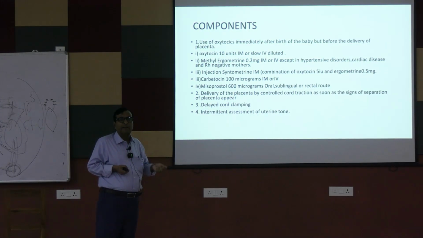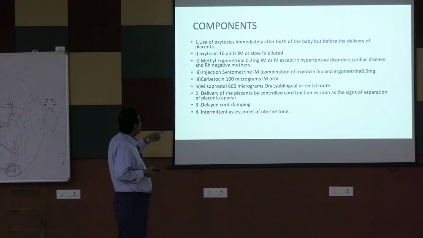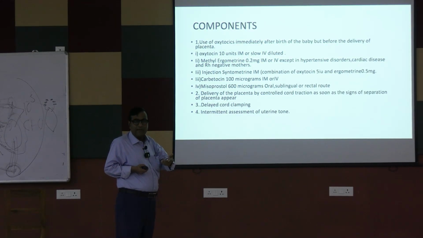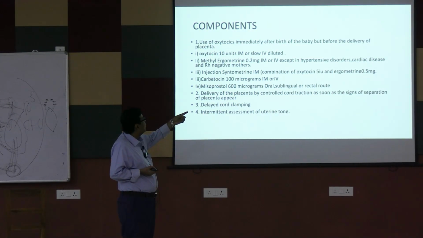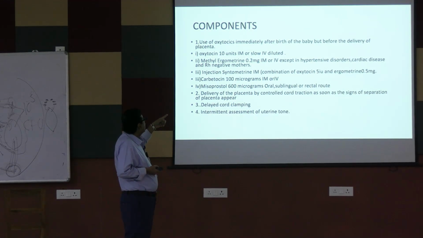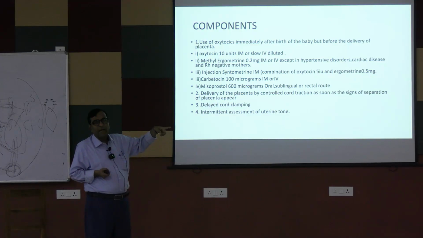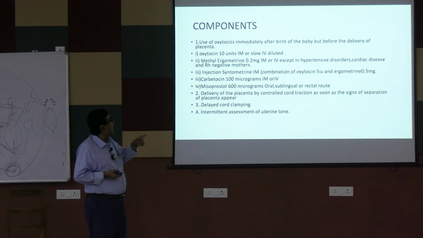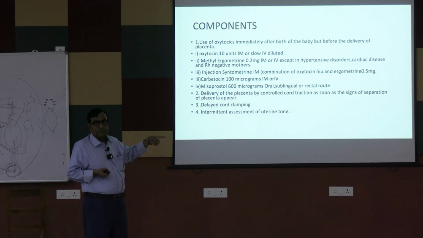One ampoule costs nearly 400 rupees. Misoprostol, as I said earlier, could be used in induction of labor and in prevention of PPH. It could be given orally, sublingually, or rectally. Then what happens after giving oxytocin? Active management first is use of oxytocin.